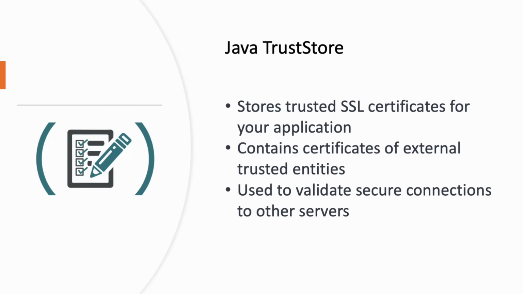A TrustStore, on the other hand, is like a list of trusted SSL certificates for your application. It's where you store the certificates of external entities that your application trusts. When your Java application connects to another server, it checks this TrustStore. If the server certificate is in there, it means your application can trust and safely communicate with it.